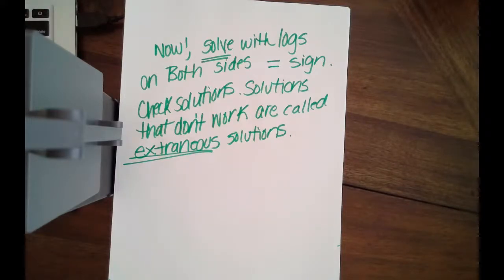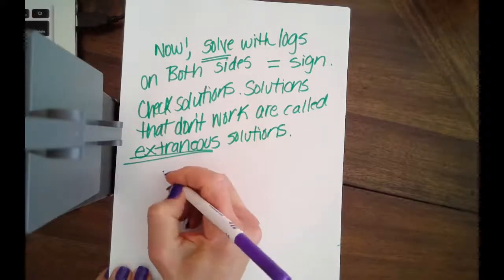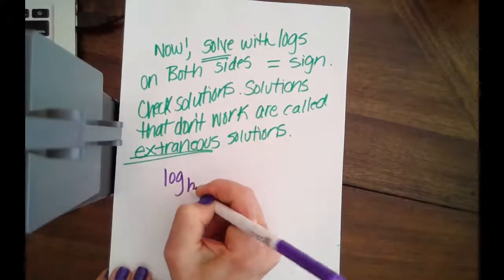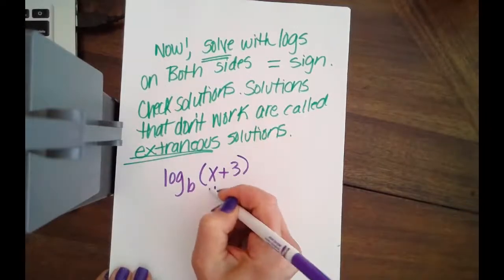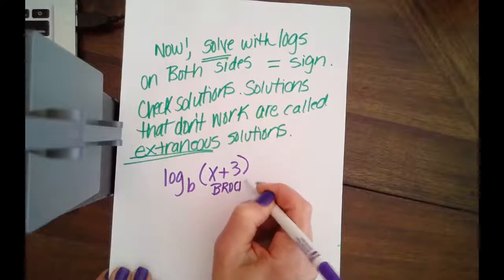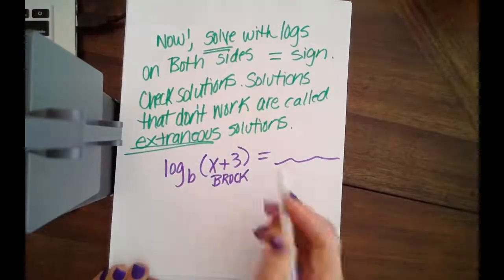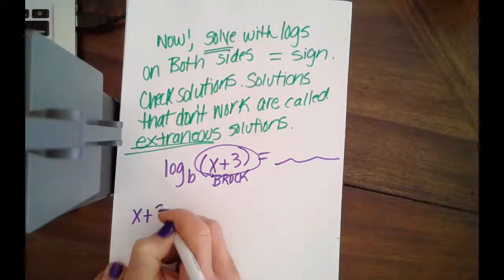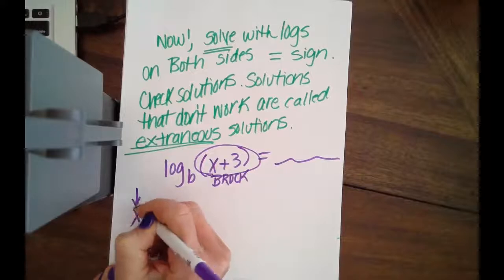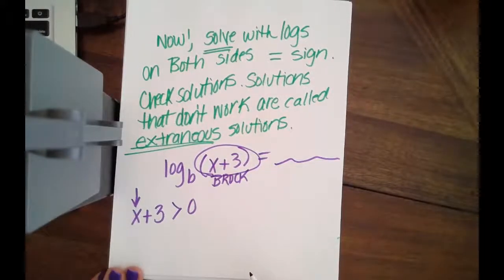Something else, when I say you have to check, for example, let's say you have log base b, some base, and let's just say your Brock looked like this. There's your Brock. And you're going to set it equal to something over here and you're going to solve. Well, you have to remember that this is your entire Brock. So you're going to have to make sure that whatever your solution is, when you add 3 to it, it's got to be greater than 0. So we'll have to check it.